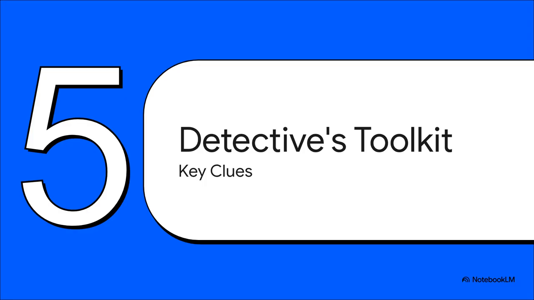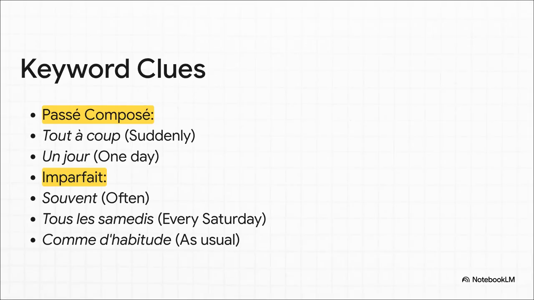So to make sure you're a master detective from here on out, every investigator needs a toolkit. Let's look at some keyword clues that are dead giveaways for which tense you need. These are basically your cheat codes. If you see a word like tout à coup, suddenly, that signals a sharp, quick action. That's a job for the passé composé. But if you see phrases that feel repetitive, like souvent, often, or tous les samedis, every Saturday, that's your brain screaming, habit, background, use the imparfait.